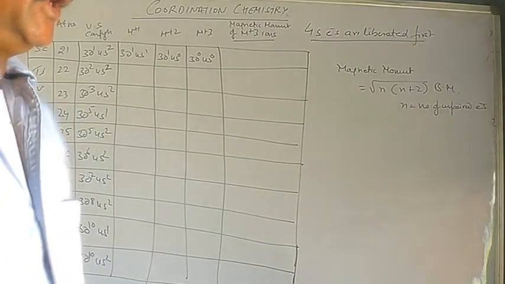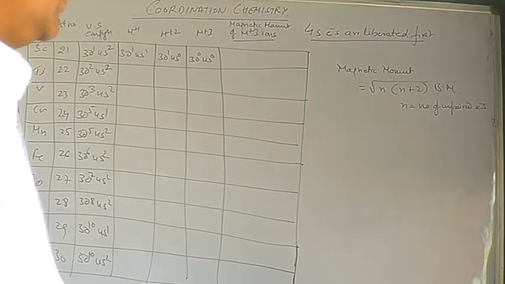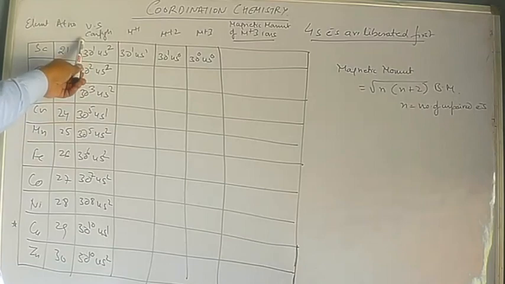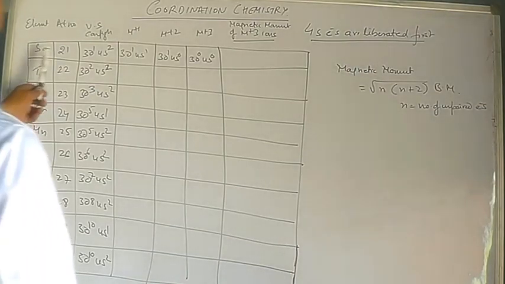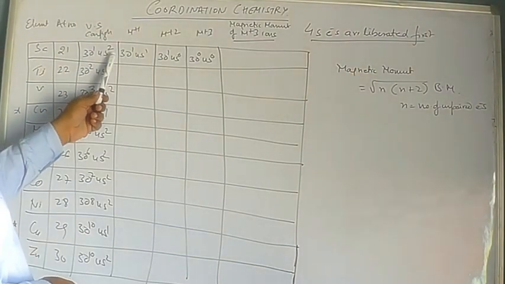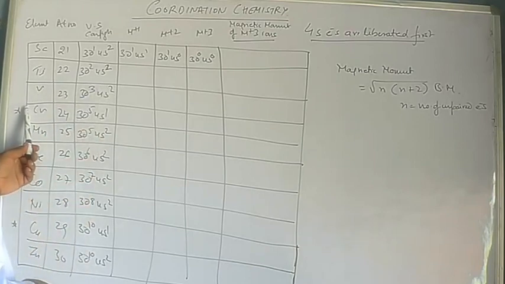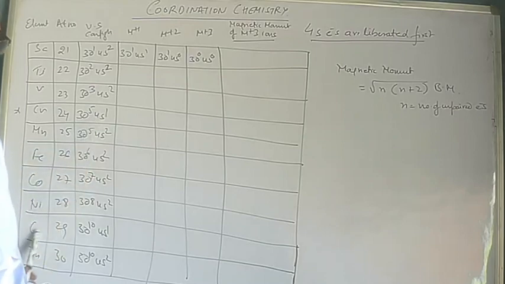Class, if I want to understand coordination chemistry in a better way, I must remember the atomic numbers and their valence shell configurations that were taught to you in class 11. See, scandium 21 configuration is 3d1 4s2, titanium 3d2 4s2, vanadium 3d3 4s2. Chromium and copper are exceptions. So chromium is 3d5 4s1 and copper is 3d10 4s1. Similarly, Zn is 3d10 4s2.